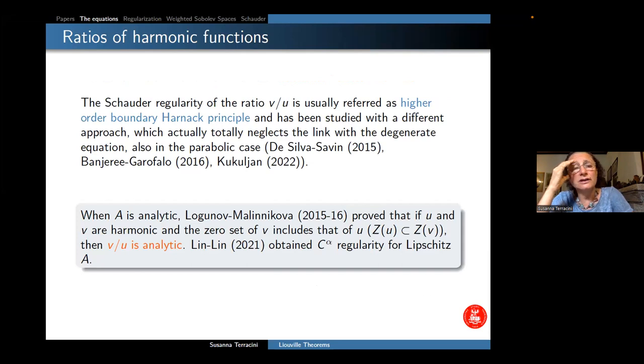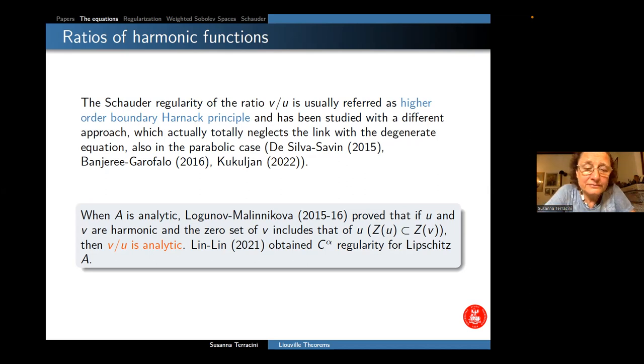In this latter case of these ratios, in the literature, the Schauder regularity of the ratio is referred to as the higher order boundary Harnack principle, and has been widely studied with different approaches, which totally neglect the link with the degenerate equation, both in the elliptic case, for example by De Silva and Savin, in the parabolic case by Banerjee and Garofalo, this is in the unforced case, and by Kukuljan very recently in the forced parabolic case in non-divergence form.